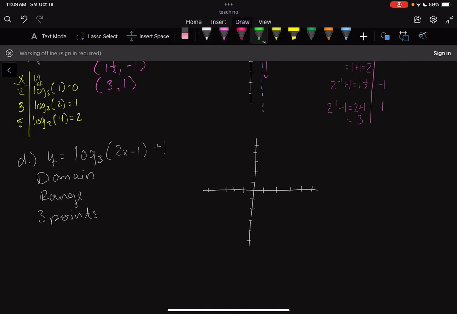So first I need to find my domain. Whatever is in the parentheses, we take it and set it greater than 0. So this would be 2x greater than 1, so x has to be greater than 1/2. So my domain is 1/2 to infinity. This also means that my asymptote is at x equals 1/2. So I'm not going to be able to go past that.